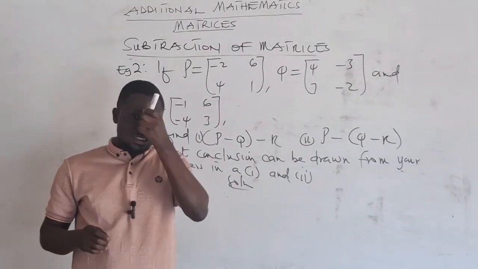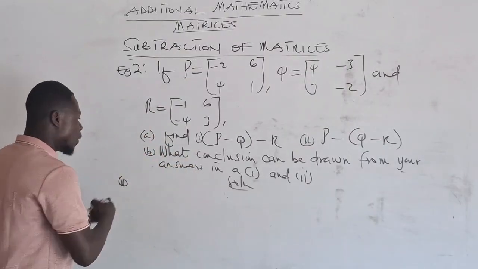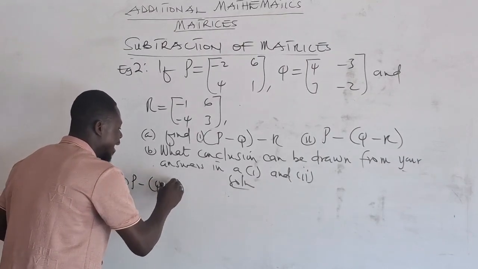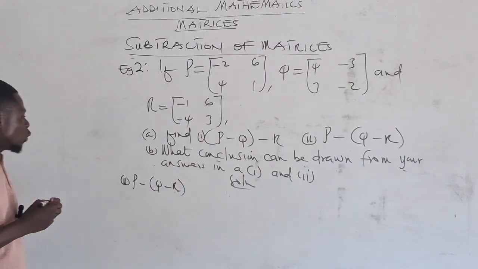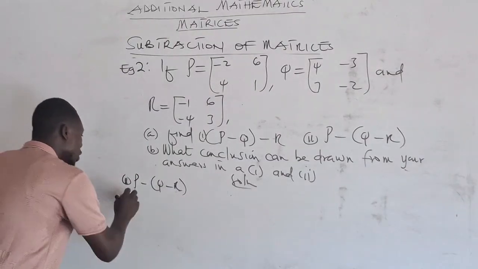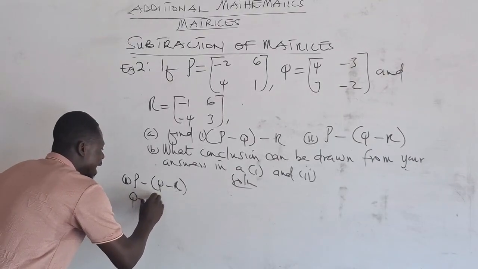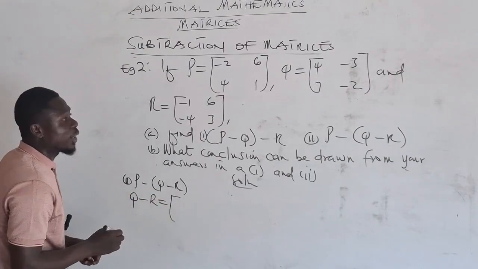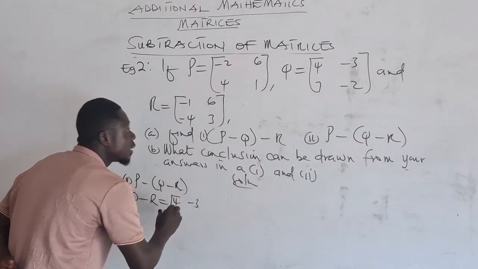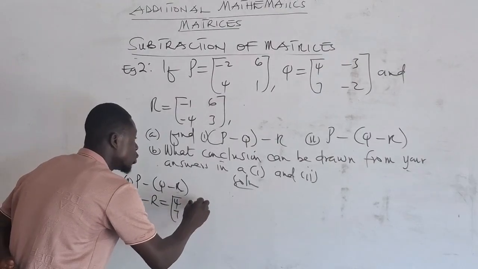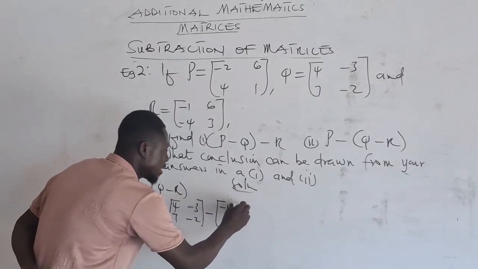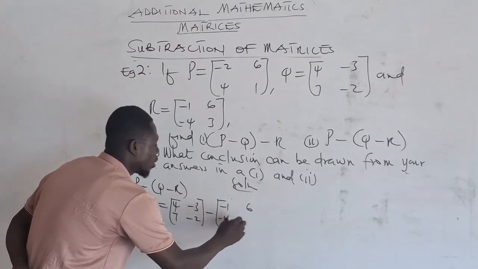So now we are going to look at the AII part. And that one is P minus, in a bracket, Q minus R. As it was said, when you want to solve something like this, deal with what is in a bracket first. So Q minus R will be dealt with first. So what is my Q? The Q is [4, -3, 7, -2], minus my R, which is [-1, 6, -4, 3].